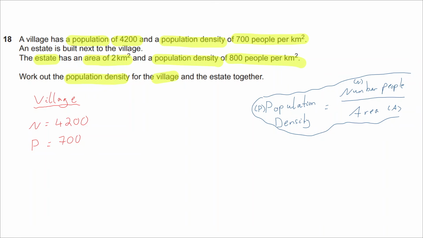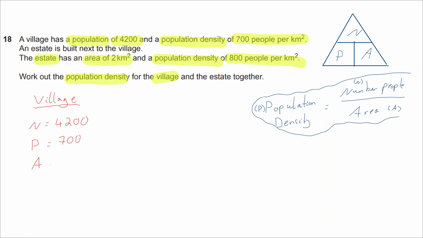Now, if I've got N and I've got P, I can work out the area, and that's definitely going to be useful at some point. Actually, just to make it clearer for you guys, I'm going to put the formula into a triangle over here. That's always a good thing to do. So population density P is the number of people over the area.